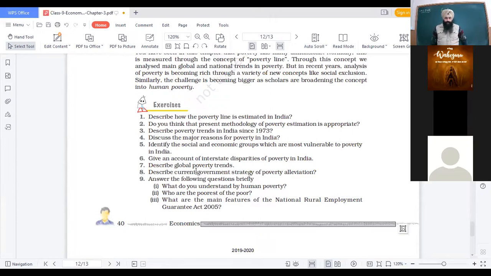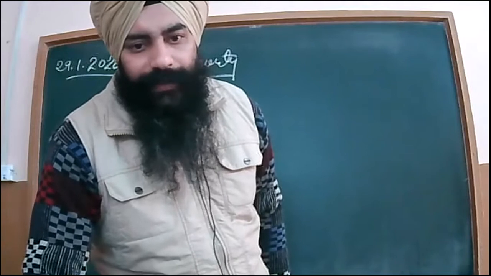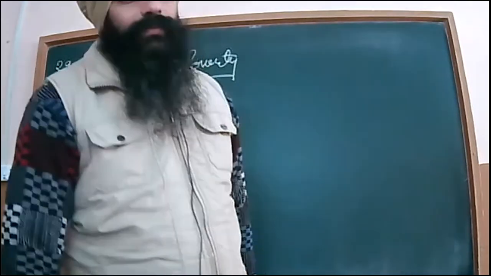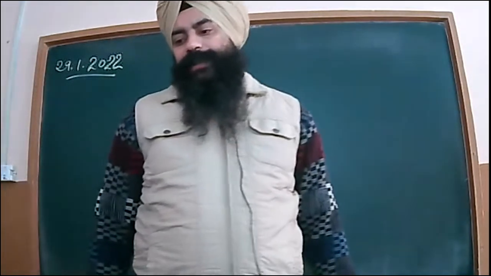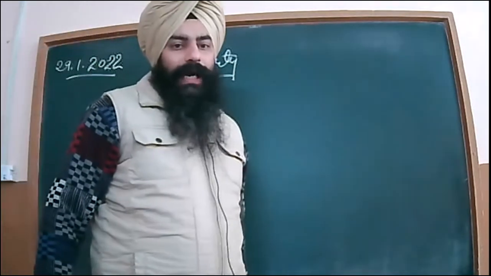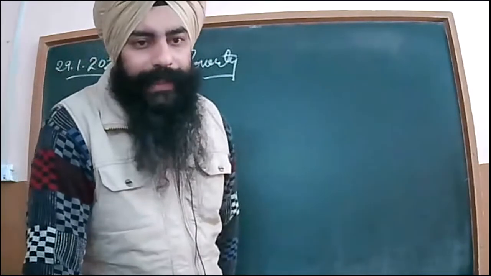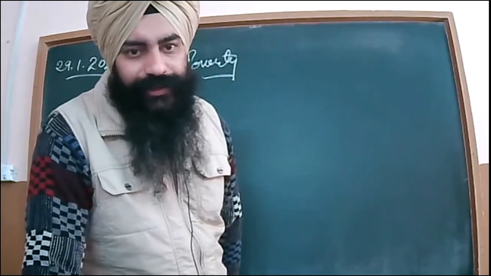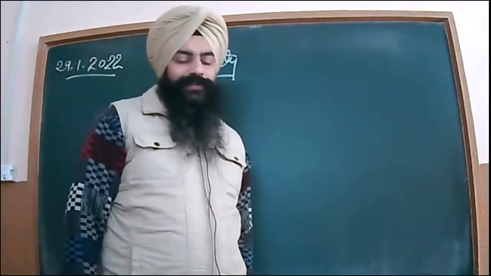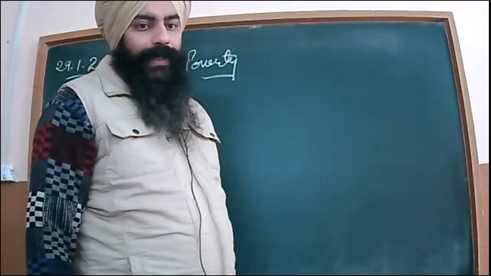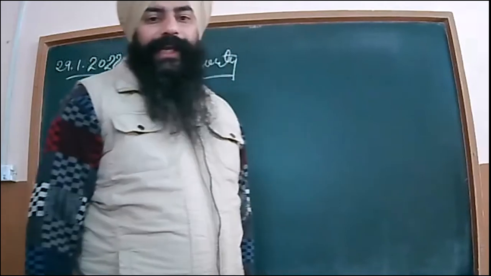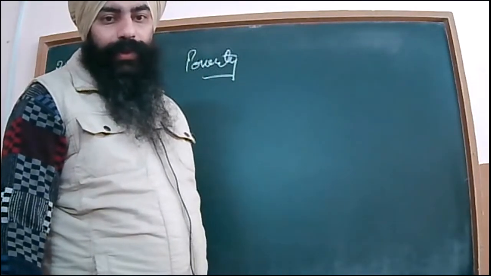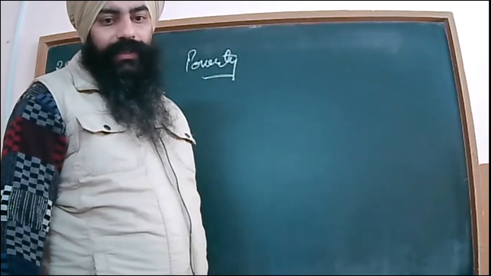Clear? Question number 9. Answer the following questions briefly. What do you understand by human poverty? Human poverty refers to a person who is unable to get proper education, shelter, and nutritious food.